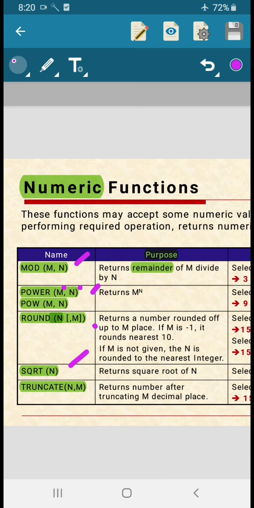Okay, SQRT of n, square root. It returns the square root of n. For example, select sqrt 25. Then the square root of 25 is 5. It will give the square root, right?